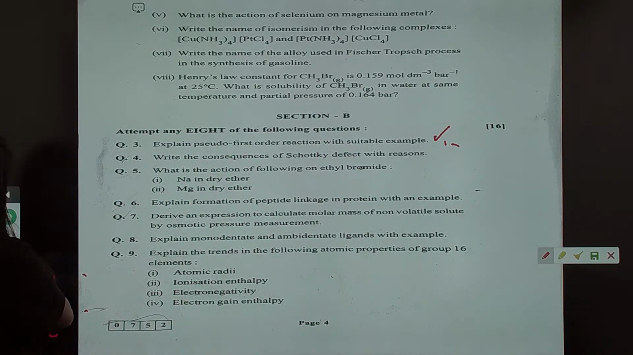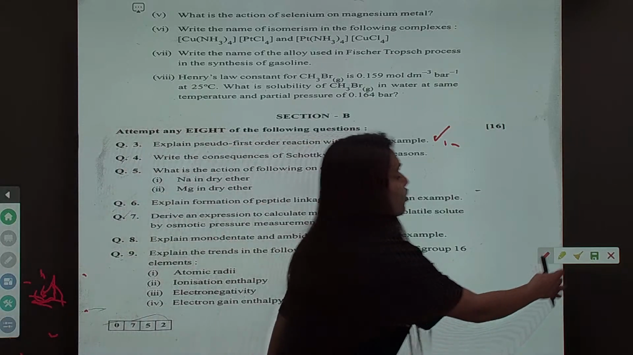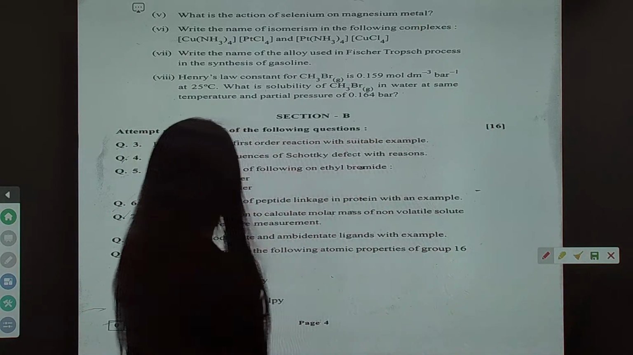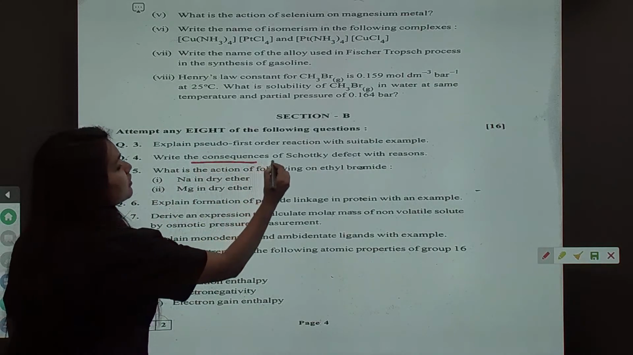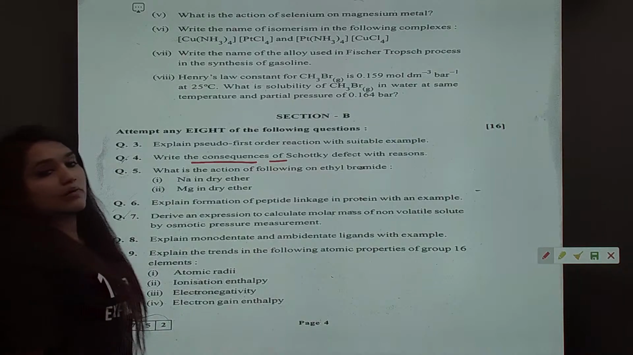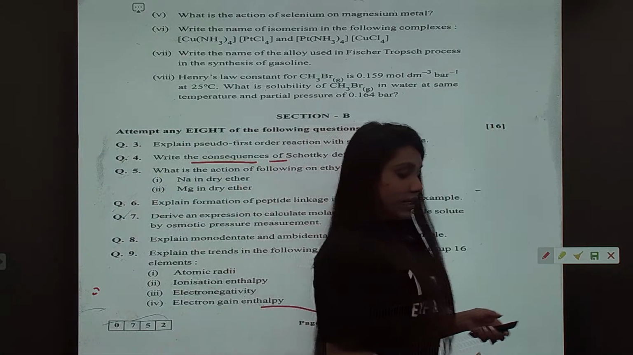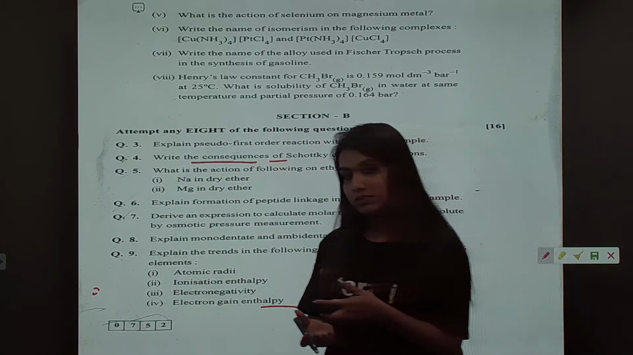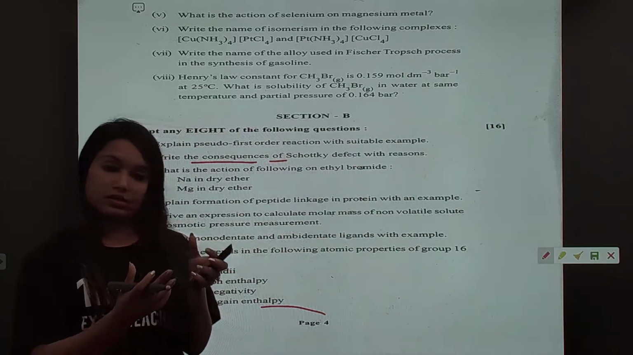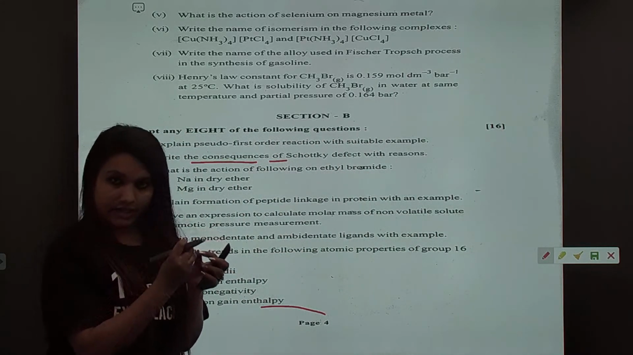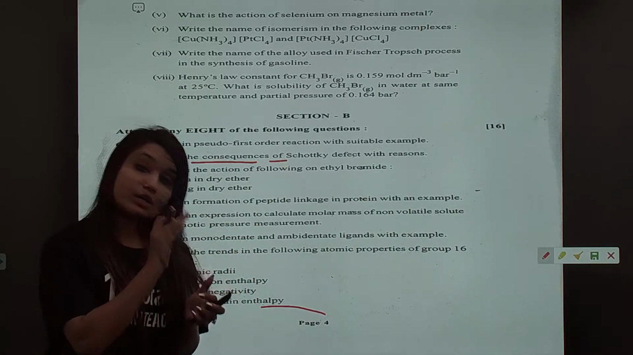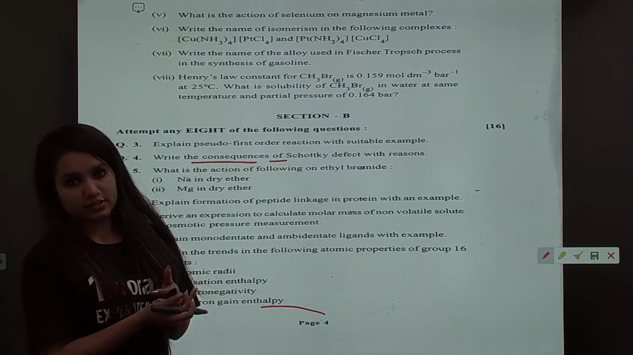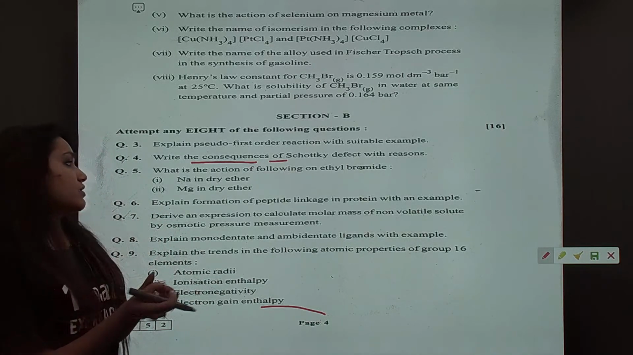It says, write the consequences of Schottky defect with reasons. Now what is Schottky defect? It is a defect in solid compounds wherein cations and anions are missing. And the irony is that an equal number of cations and anions are missing. And that defect is called Schottky defect.